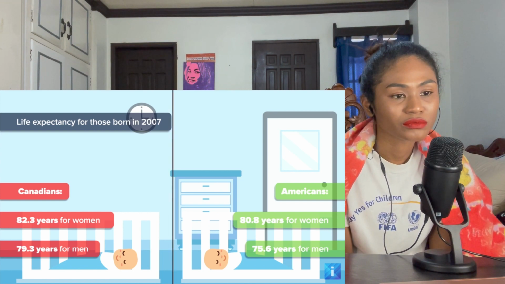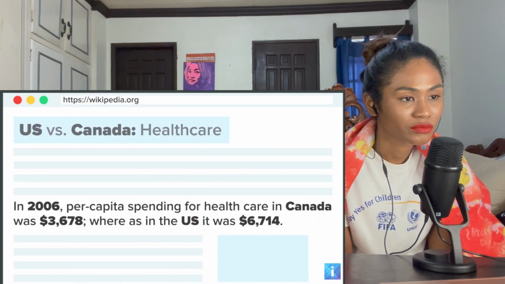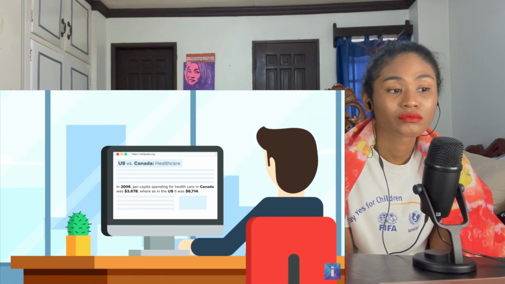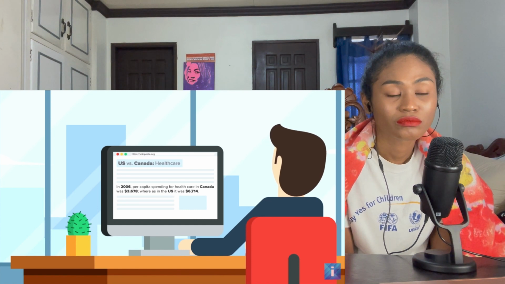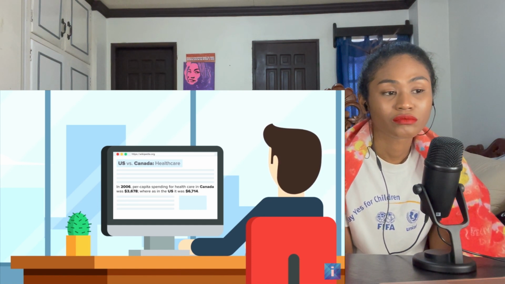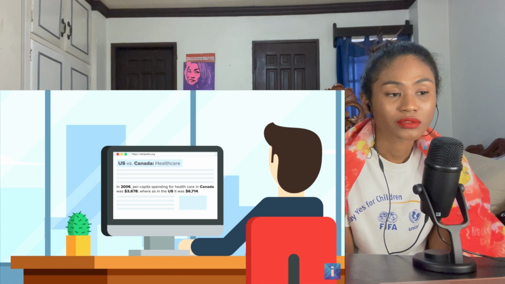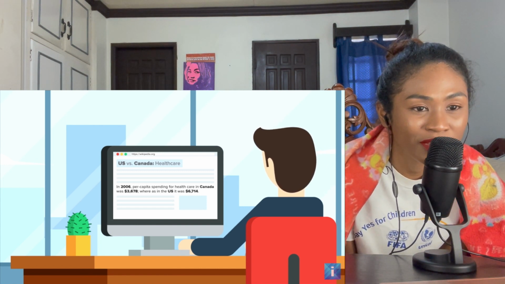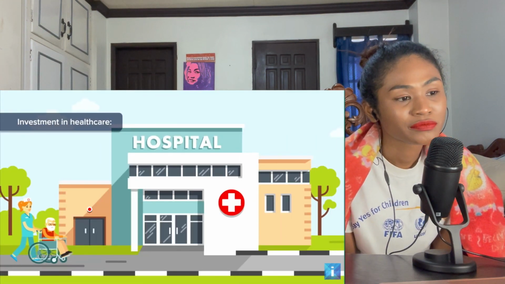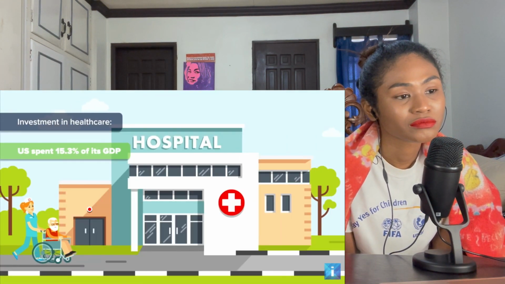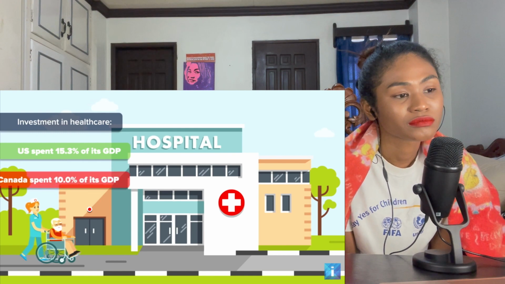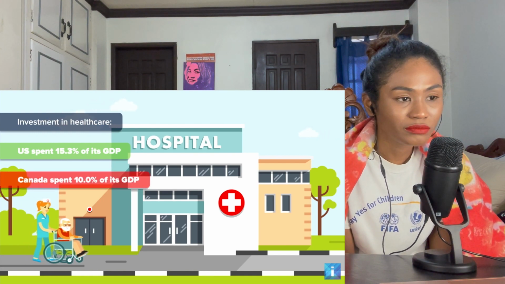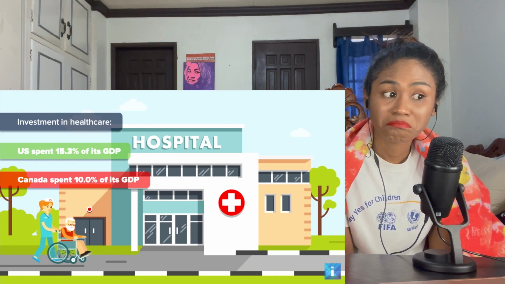Let's take a look. According to Wikipedia, the United States spends much more money on healthcare than Canada on both a per capita basis and as a percentage of GDP. In 2006, per capita spending for healthcare in Canada was $3,678, whereas in the US, it was $6,714. In that same year, the US spent 15.3% of its GDP on healthcare, while Canada only spent 10%. And 70% of healthcare spending in Canada was financed by the government versus 46% in the United States.